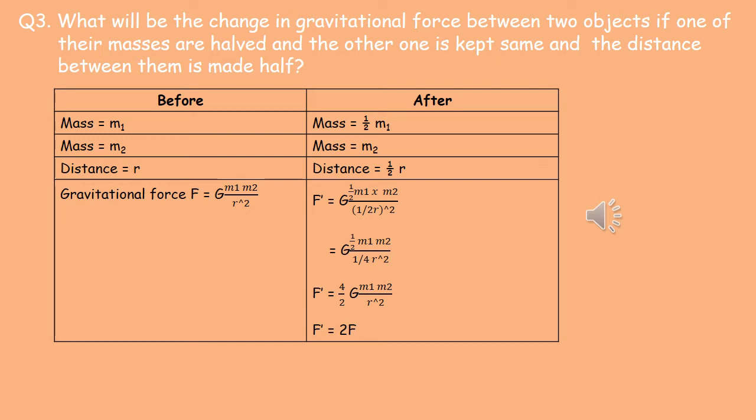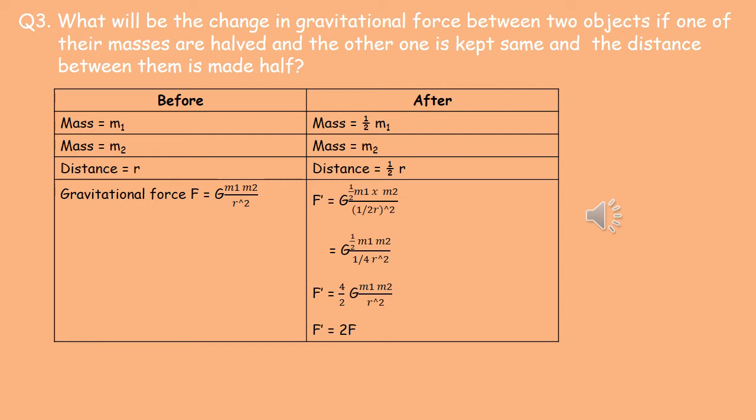half r whole square. Remember that we have to write whole square, otherwise you will only write square, half will not be squared in that case. So you have to remember that when you are squaring, you have to square the entire number. So F dash is equal to capital G half m1 m2 by 1 by 4 r square. Half whole square gives us 1 by 4.